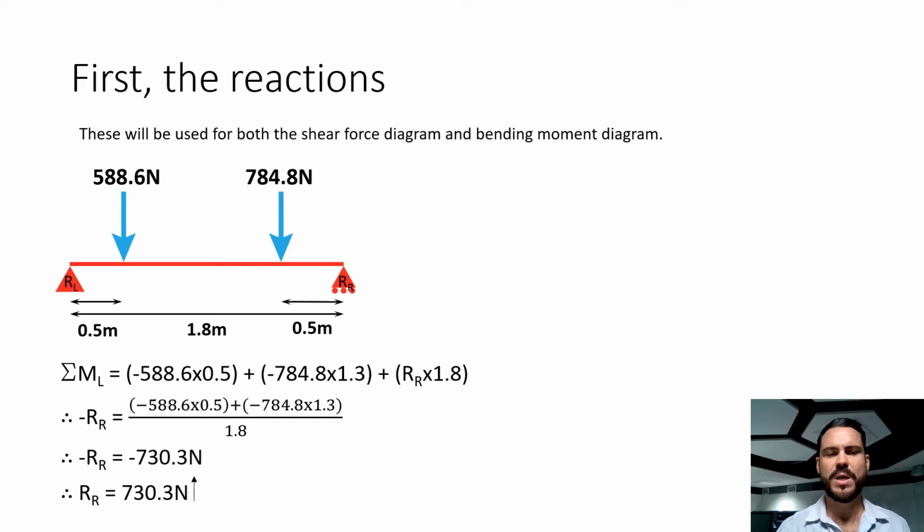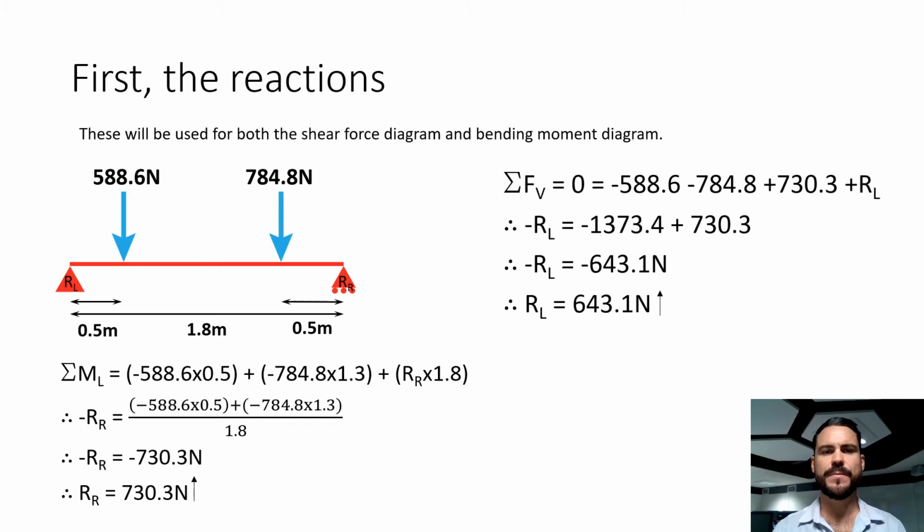Okay, so we've got the force 1 multiplied by the perpendicular distance, minus force 2 multiplied by the perpendicular distance back to the left. We're then adding the reaction right, which is assuming an upward force, multiplied by the total distance of the beam, and we're finding that our reaction right is then 730.3 newtons.